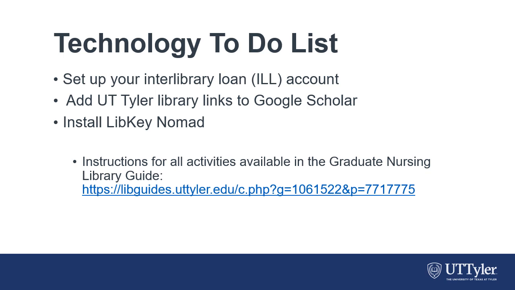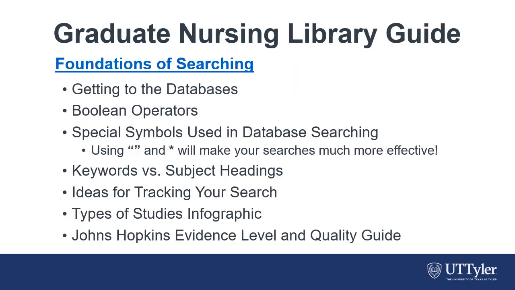Installation and setup for all of these tools is available on the Graduate Nursing Guide. The Graduate Nursing Library Guide also has a page called Foundations of Searching that has all of these different tutorials for you. It also has a shortcut to your Johns Hopkins Evidence Level and Quality Guide and an infographic I made on types of study. It gives you an overview of the types of studies, evidence hierarchies, it defines study types, and even tells you what parts of an article you can figure out to help you figure out what type of study you're looking at.